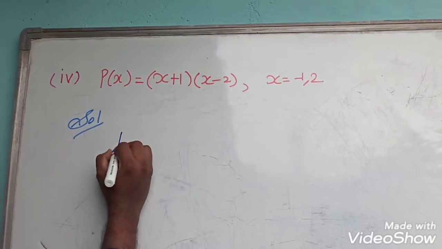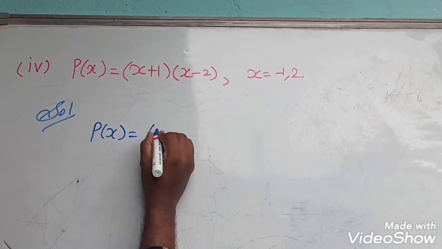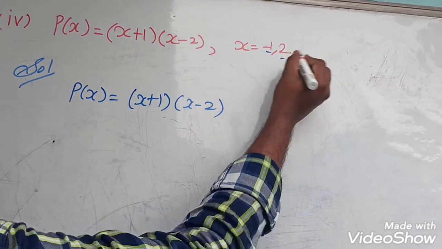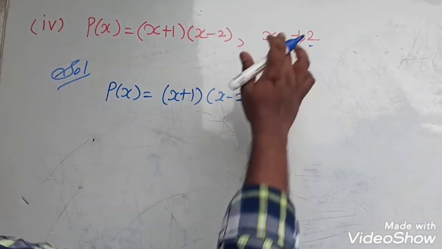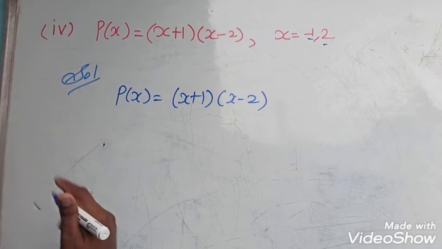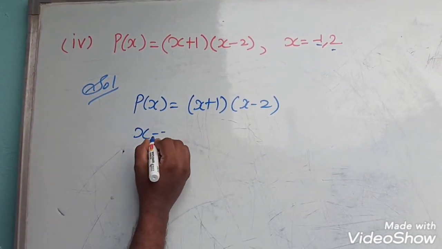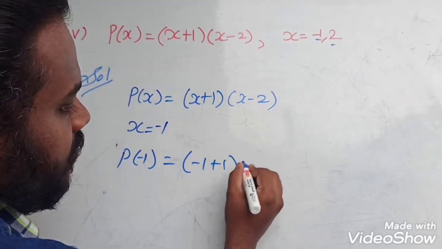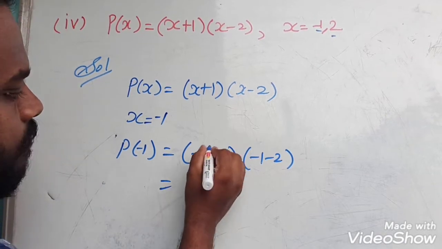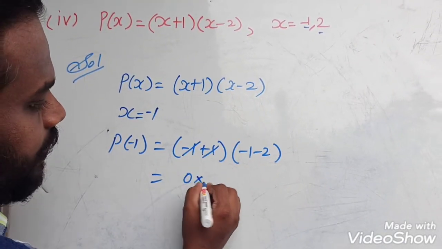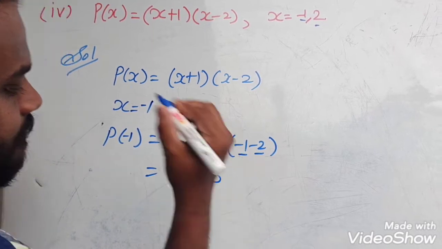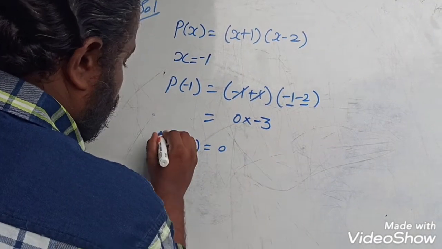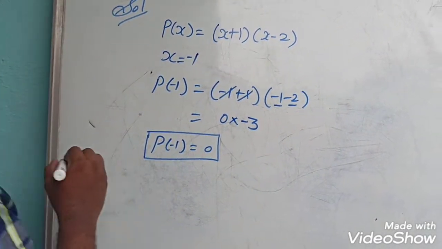So first I take P of x equal to x plus 1 into x minus 2. Here we substitute minus 1 and 2 instead of x, to conclude whether both are zeros of the polynomial or only one is. First I substitute x equal to minus 1. So P of minus 1 is minus 1 plus 1 into minus 1 minus 2. Minus 1 plus 1 cancels, giving 0 into minus 3. 0 into anything gives 0. So P of minus 1 equals 0, and we conclude minus 1 is a zero of the polynomial P of x.